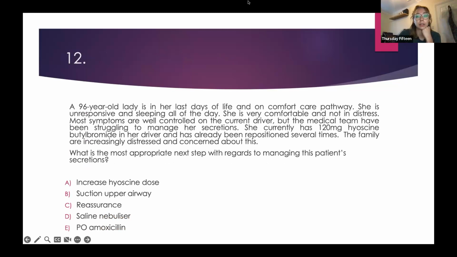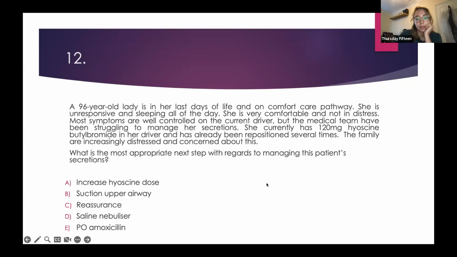Okay, question 12. So this is a really old lady. She's 96. She's in her last days of life. She's on comfort care pathway. She's unresponsive and sleeping all day. She's very comfortable and in no stress. But she's got lots of secretions despite being on a very high dose of hyoscine. What do we do now to manage her secretions?